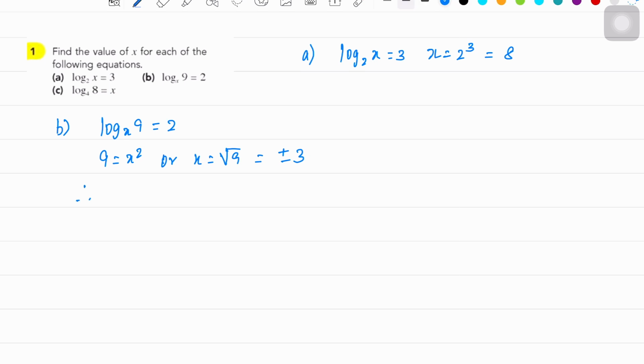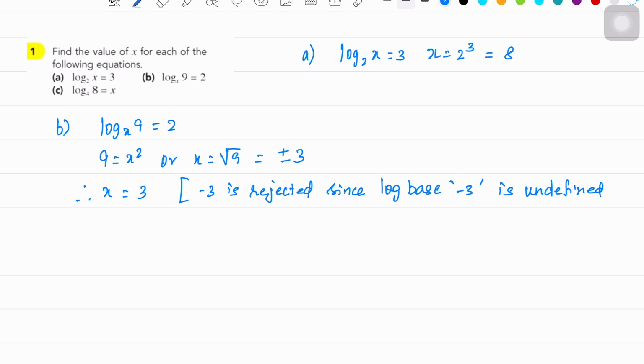Therefore x equals 3, as negative 3 is rejected, since log base negative 3 is undefined. Therefore the answer is plus 3. Now let's do C.